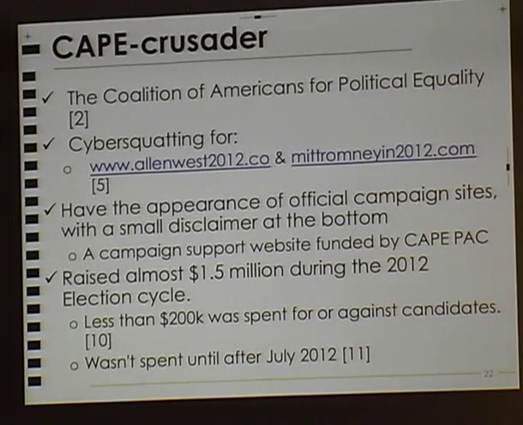Over the 2012 election, they managed to raise $1.5 million. But when you actually looked at it, less than $200,000 seemed to be, at least according to the FEC filings, for or against any specific candidates. And all of this was actually filed after July 2012 in the final quarterly report or in the post or pre-election reports. It also should be noted that because this PAC came under fire, there were a lot of news reports about it. A lot of people were demanding refunds, and about $100,000 were given back in refunds to their donors.